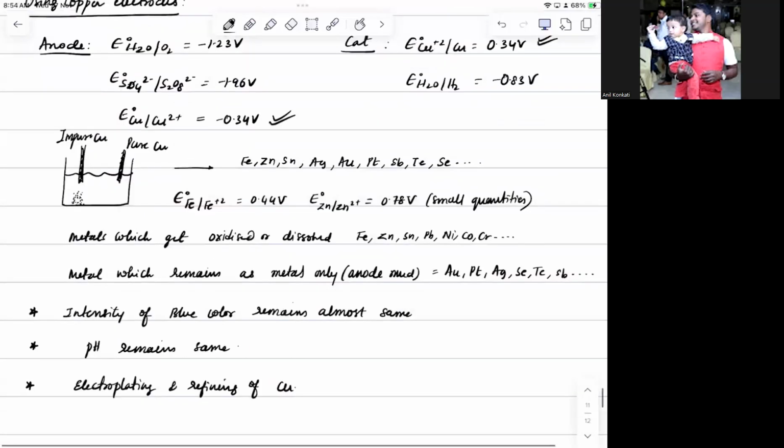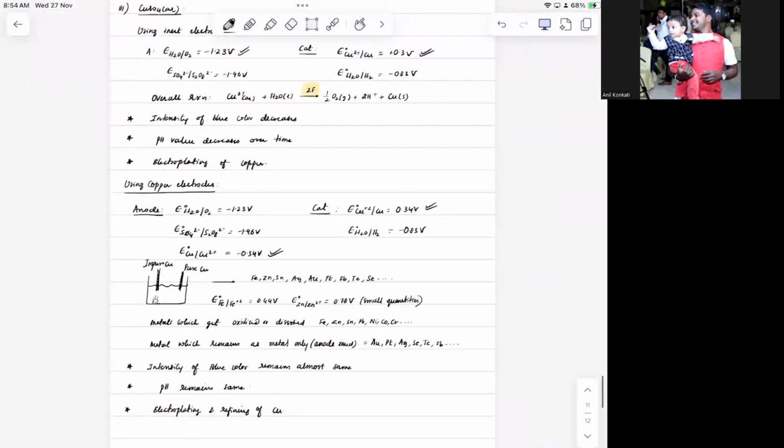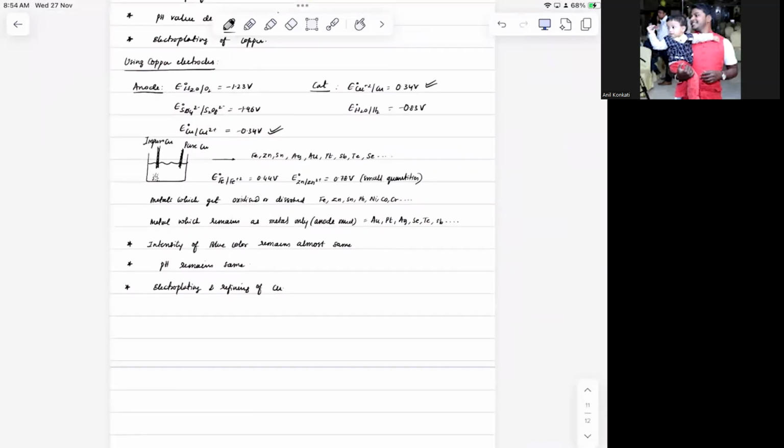All right. Very, very important area, everybody. Please remember these two parts. Okay. What with inert electrodes and what with copper electrodes. Because this is the same theory we will learn once again in metallurgy. Correct. So you should be aware of it. What will happen to these cases?